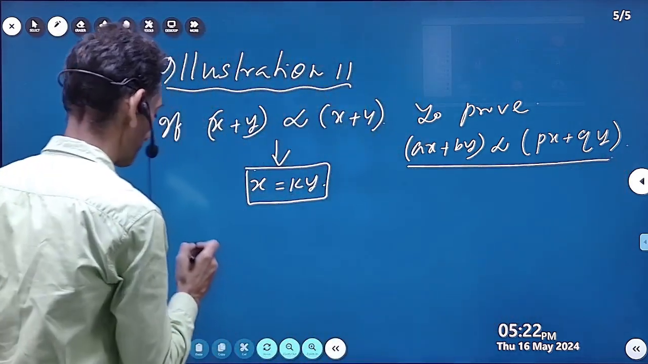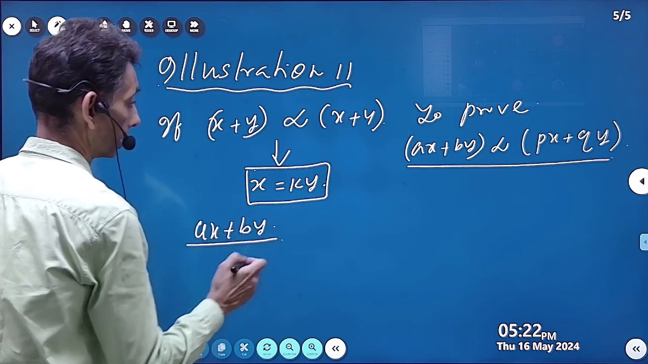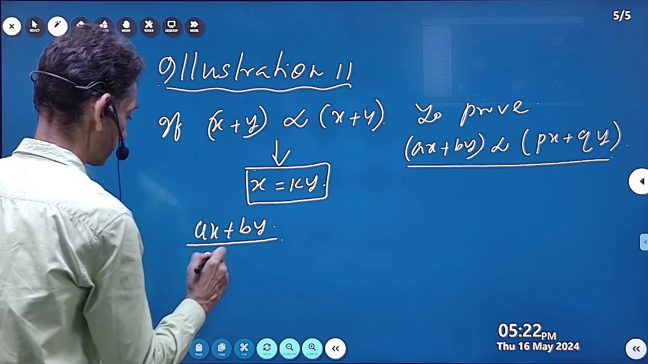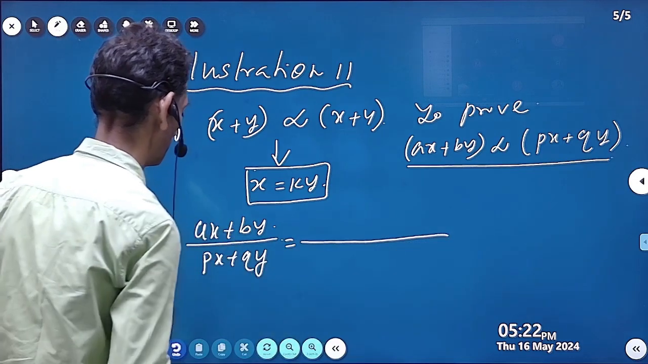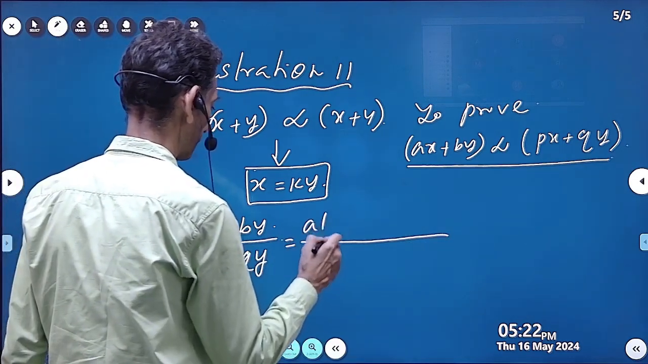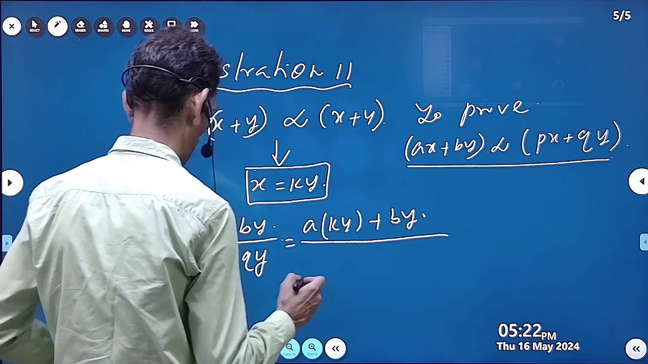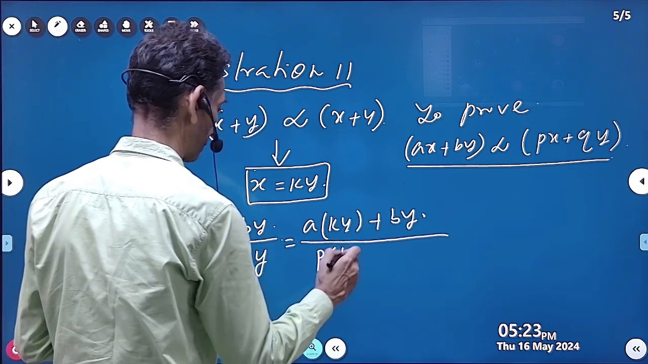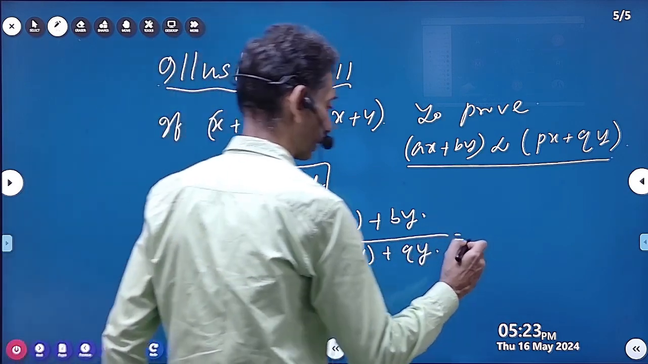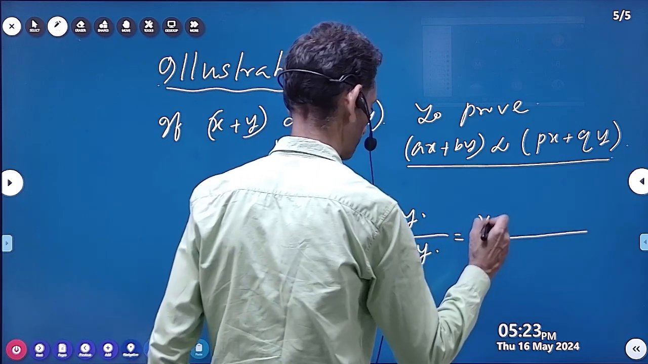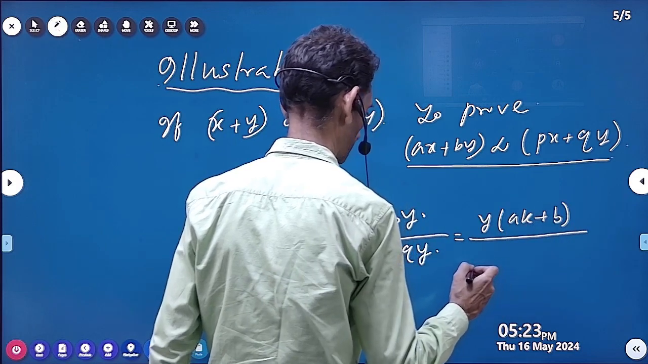Etu kenake koriba? Ax plus by divided by px plus qy. What I divide koriba? Now find the value. A x or value likha ky. By will remain as it is. Aru p likha x or value likha ky. Qy will remain as it is. Okay, ইয়াৰ পৰা এতিয়া y কমন লোৱা, ak plus b. Okay, y কমন লোৱা.